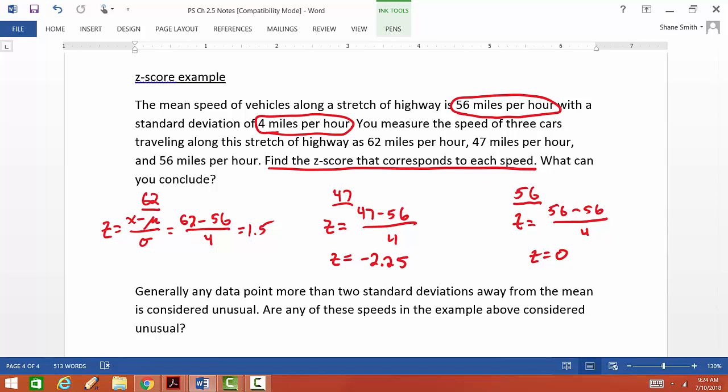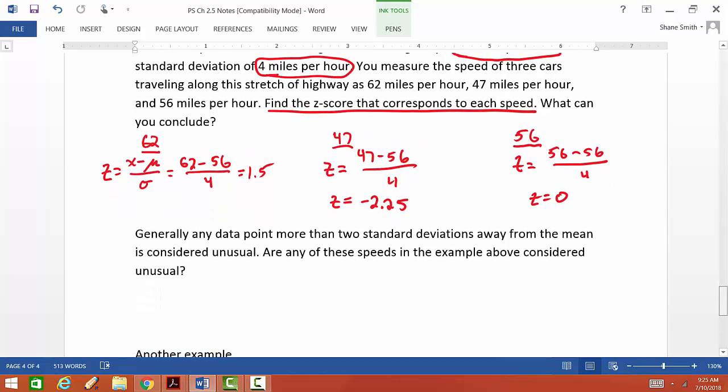Okay, so let's think about this a little bit. 62 miles per hour is 1.5 standard deviations above the mean. 47 miles per hour is negative 2.25 standard deviations away from the mean. That means that's going really slow. That's 2 standard deviations below the mean. That's like your grandma on the road, right? Or maybe it's a truck that's hauling something really large. There's not many vehicles on the road that go that slow. And then a z-score of 0 is average. They're just going with the traffic, going with the flow, and that's it.